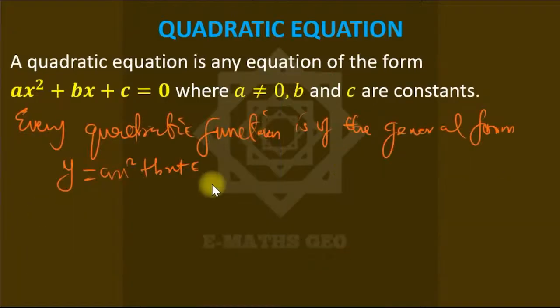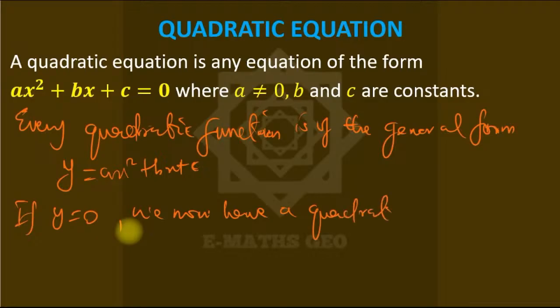Now, for us to have a quadratic equation, what do you observe? If y is 0, we now have a quadratic equation. If you equate y to 0, a must not be 0, because if a is 0, the x squared will go. So a must be any other constant, but not 0. So that's a quadratic equation.